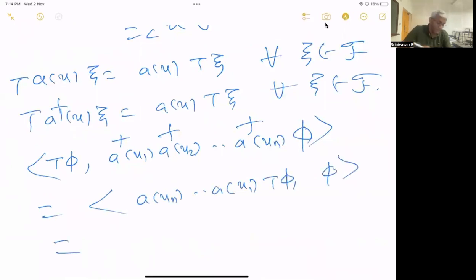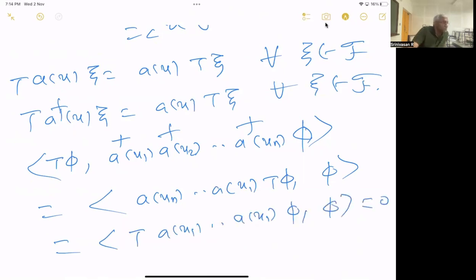Right? But then T commutes with all annihilation operators on phi at least. We are only worried about that. We don't even need more. We are worried about on phi, which is E of 0. Here A commutes with that. So this is just T of A of u1 up to A of u1 phi. But this is equal to 0, because an annihilation operator acting on the vacuum vector is 0.